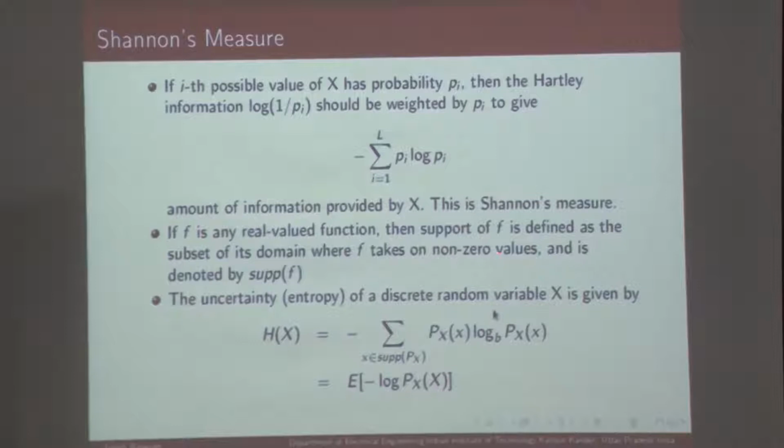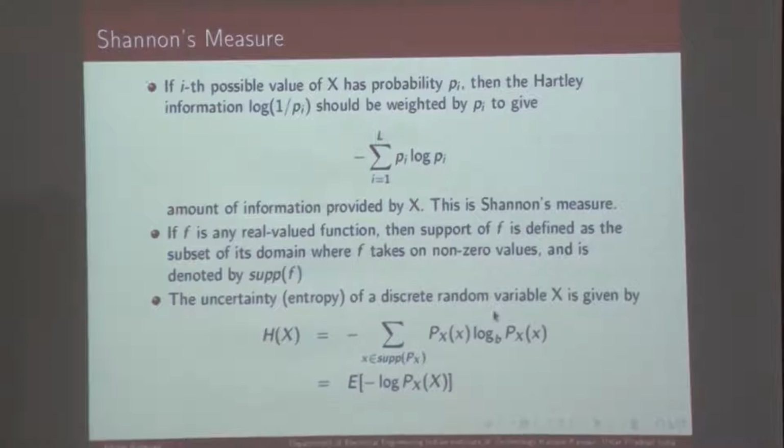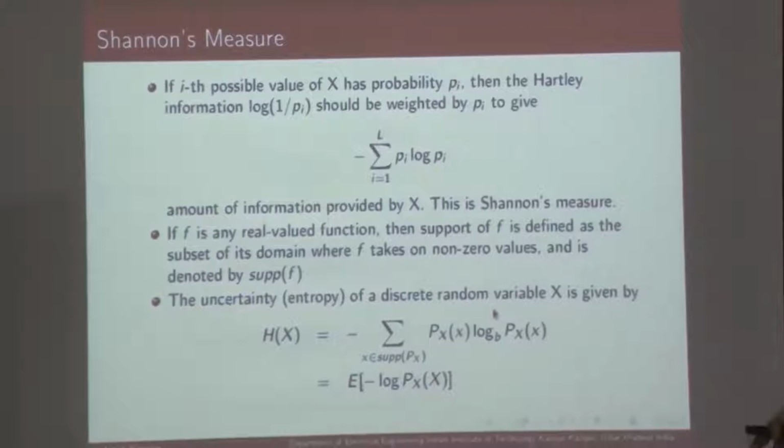If f is a real valued function, then we define the support of f as the subset of the domain where f takes non-zero value. That's because when you are defining log of this function f, f has to be greater than or equal to 0, because log of 0 is not defined. So we are defining this entropy as minus summation px log px, where we sum over the support set of px. This is nothing but the expected value of minus log of px. So that's how Shannon's measure of information is defined.